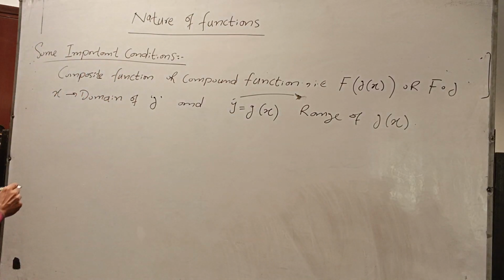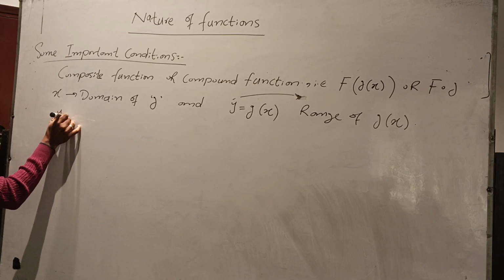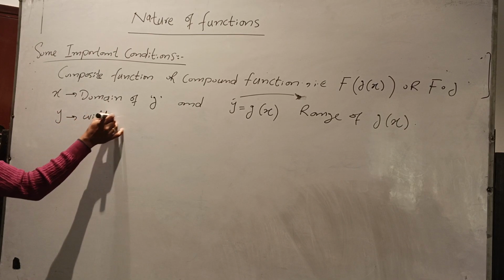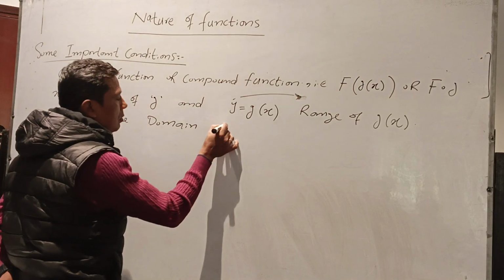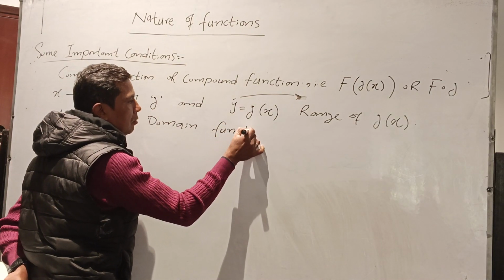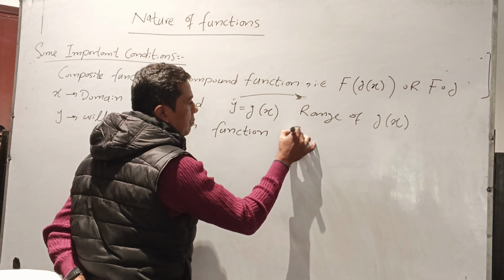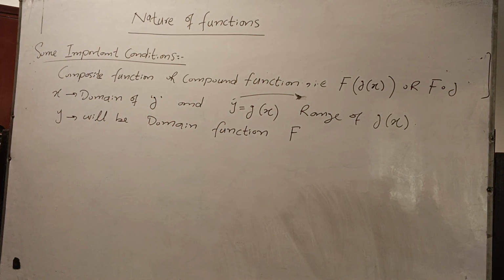Clear? So it means y will be the domain of function f. We don't know what the nature of function f is, but we know that it is a kind of composite function. Let f be a function of another function, and that function g depends on x. Clear? A function in terms of a function, right?